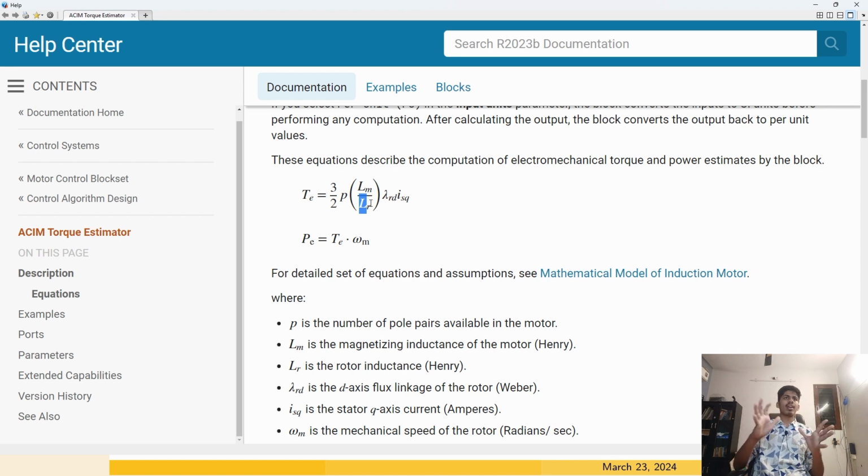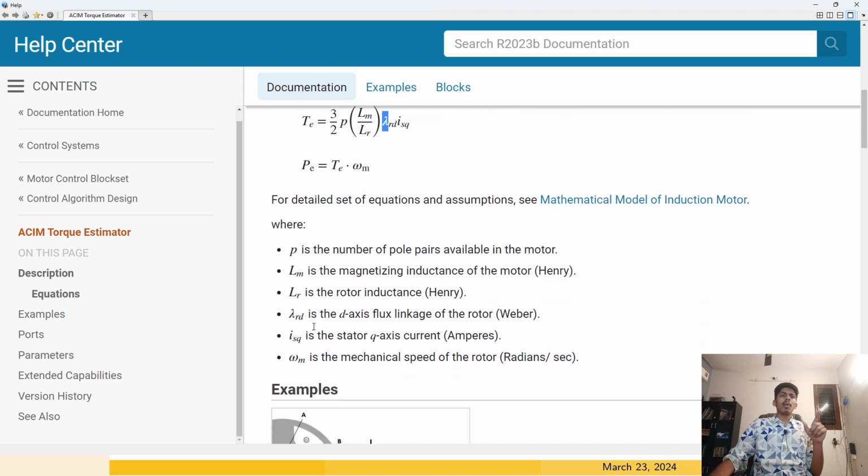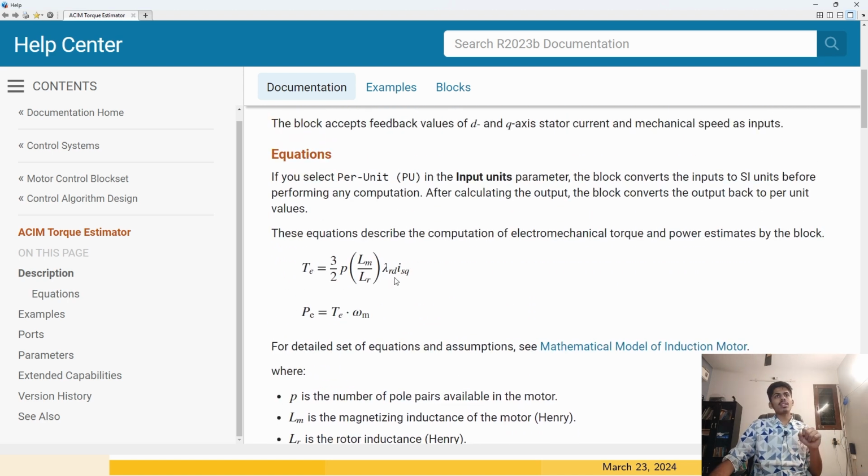So this is a scaling factor. So if the rotor leakage inductance is very high, the electromagnetic torque will be less. So if the magnetizing inductance, so the magnetic coupling between the stator and rotor is very strong, that is what this LM signifies, then your electromagnetic torque will be very high. And this is the most interesting term. The flux linkage, this lambda RD stands for the d-axis flux linkage in the rotor. So the lambda RD is multiplied with stator's IQ current.